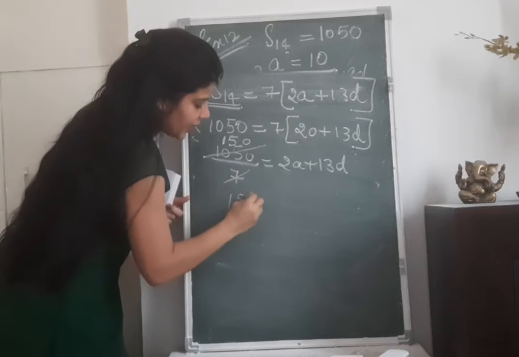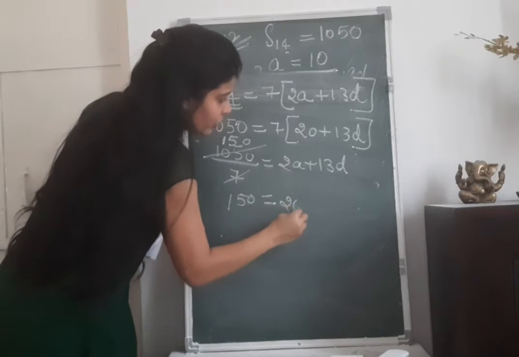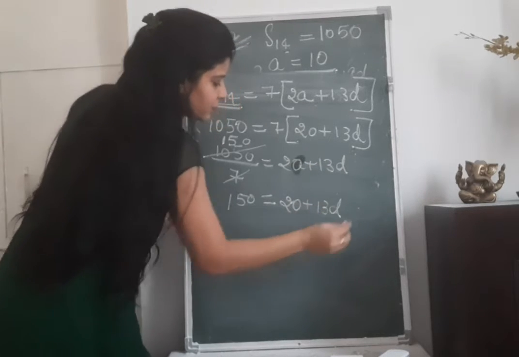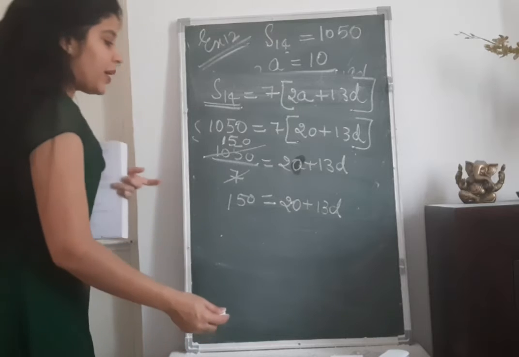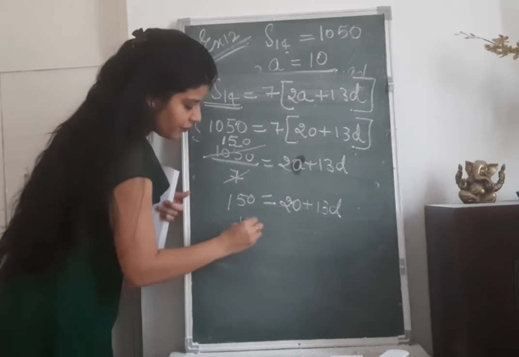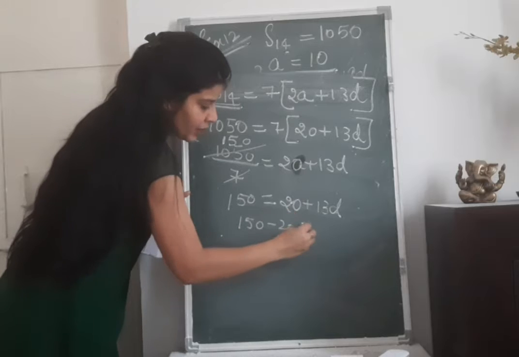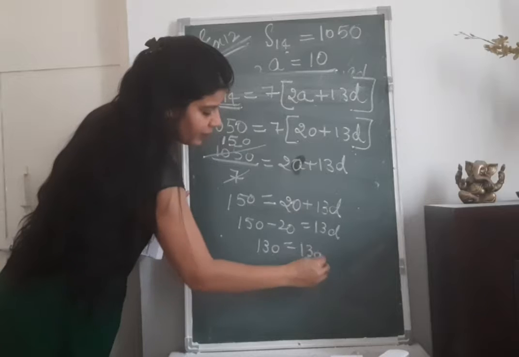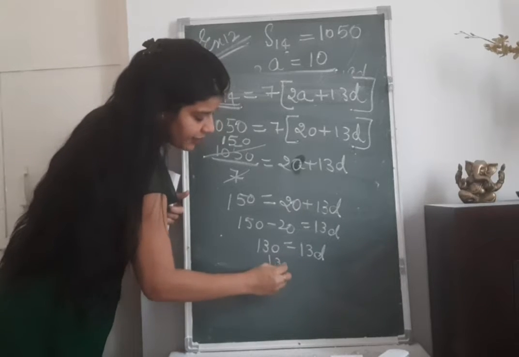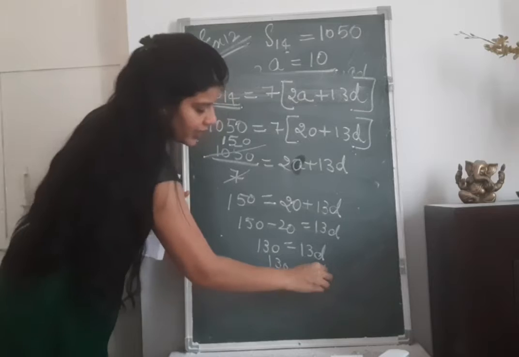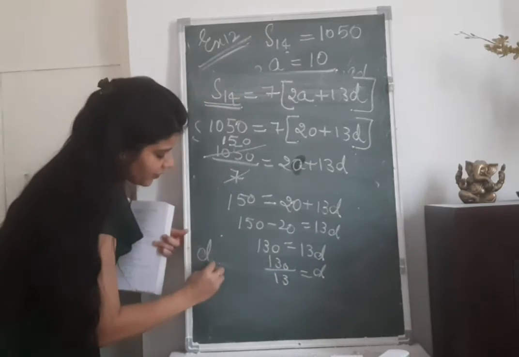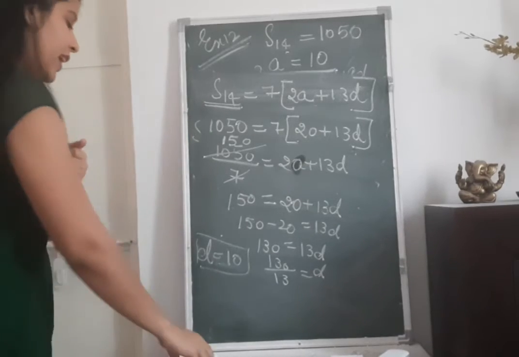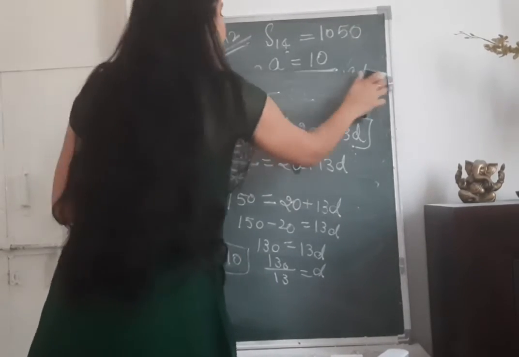So 150 is equal to 20 plus 13d. 150 minus 20 is equal to 13d. That is, 130 is equal to 13d. That is, 130 divided by 13 is equal to d, which gives me the common difference as what? 10. Now I have the value of d, that is equal to 10.